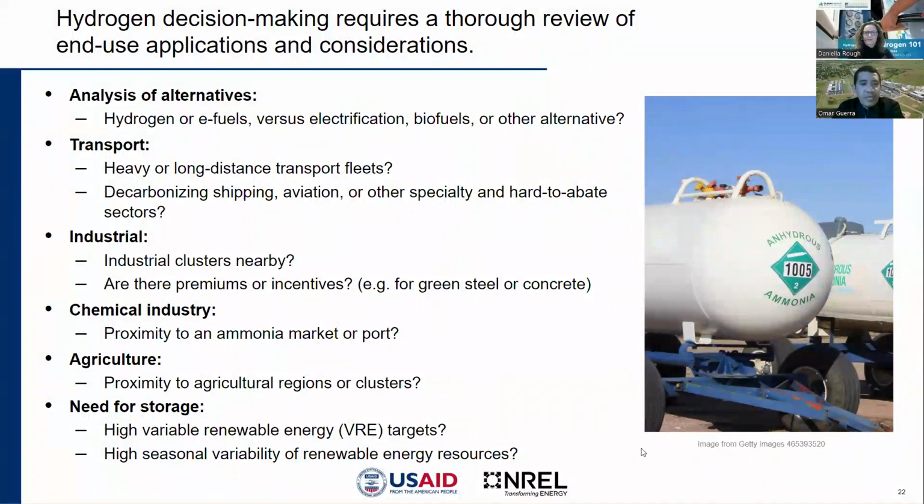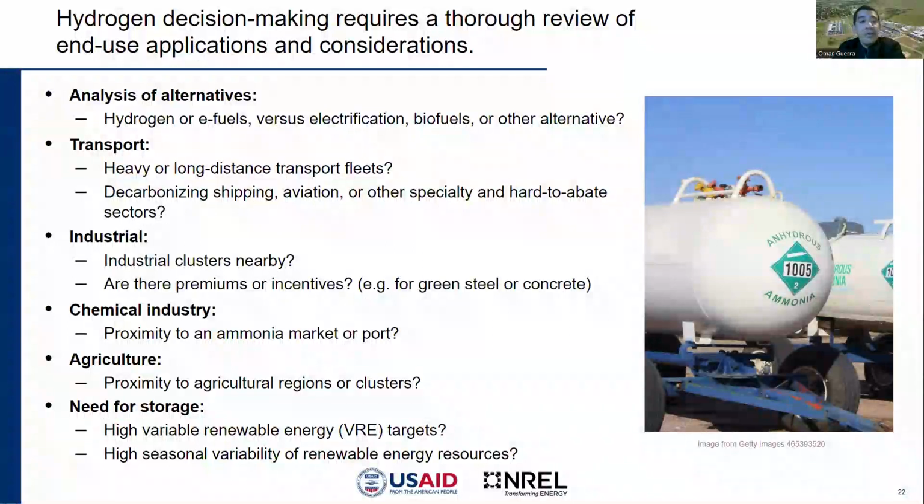So, at this point, social and environmental aspects are very important for hydrogen, but also the end-use applications, right? We want to use hydrogen for those applications in which hydrogen is the most cost-effective alternative, right? So we need to make different considerations here. We need to evaluate any other alternative, for example, hydrogen versus e-fuels or versus electrification. For example, if we do have the option to electrify that end use, that may be more cost effective than using hydrogen, biofuels or other alternatives. So this is very important.